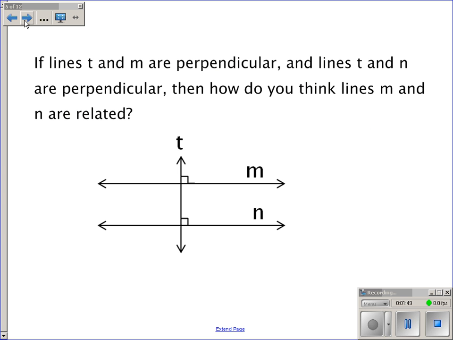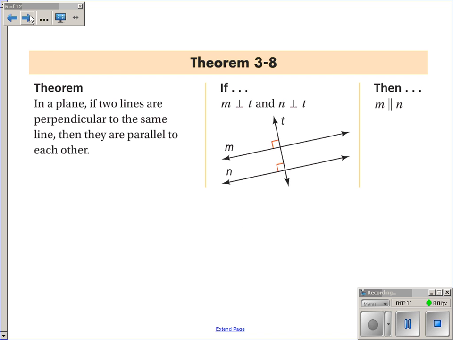If lines T and M are perpendicular and lines T and N are perpendicular, then how do you think lines M and N are related? Now, it's not perpendicular. If you look at the picture, you'll notice that M and N look like they're parallel, and the truth is that they are. And that's exactly what theorem 3-8 says. In a plane, if two lines are perpendicular to the same line, then they are parallel to each other. If M and T are perpendicular and N and T are perpendicular, then M and N are parallel.